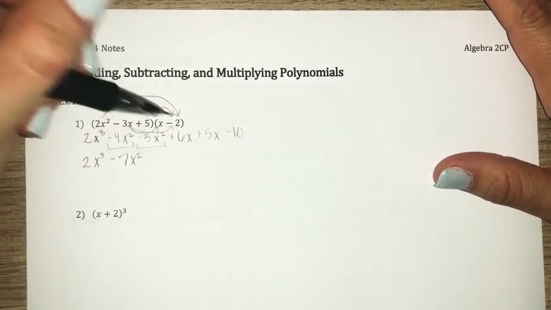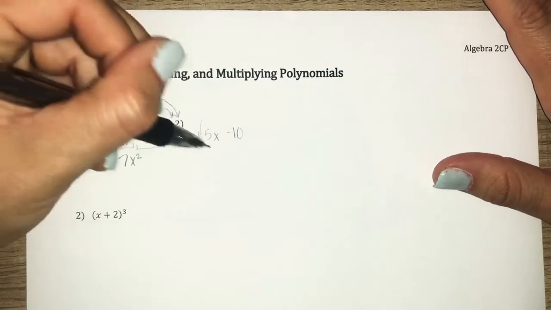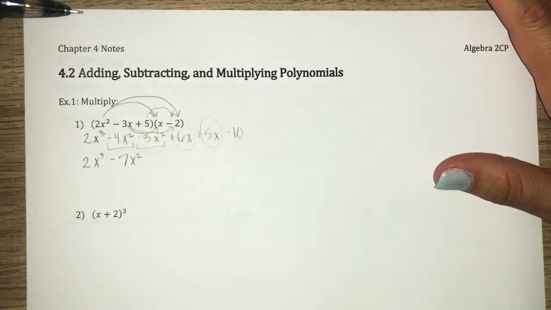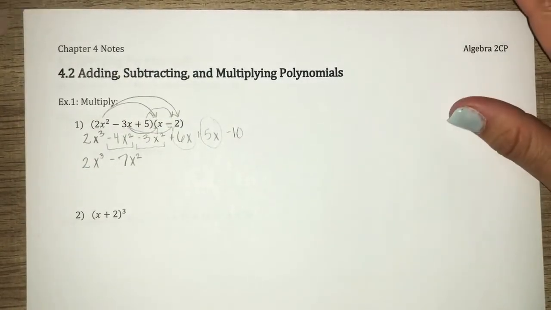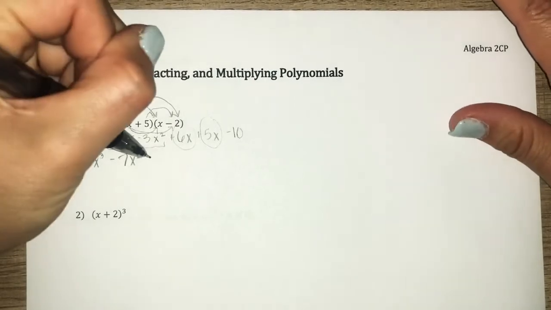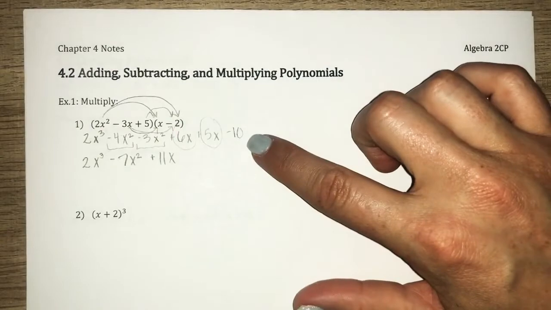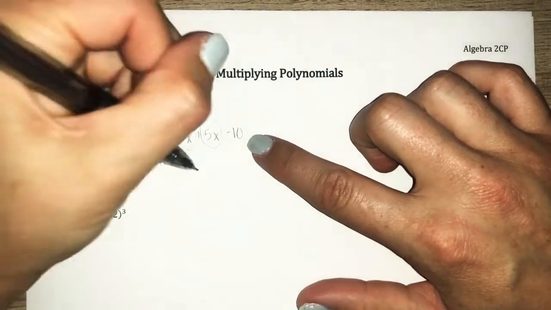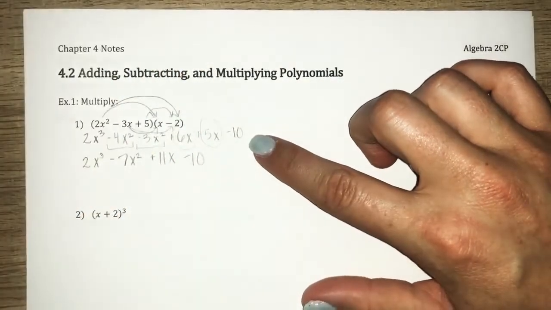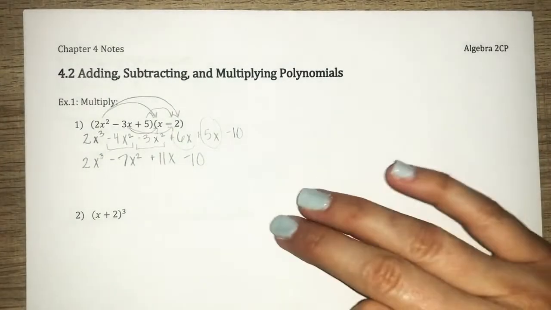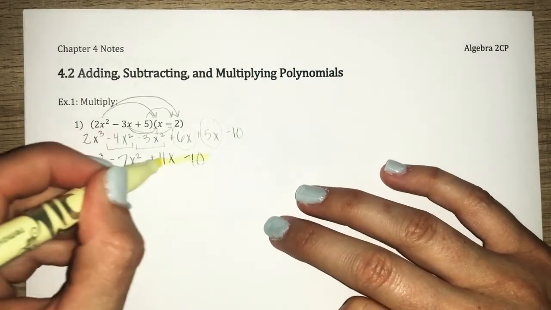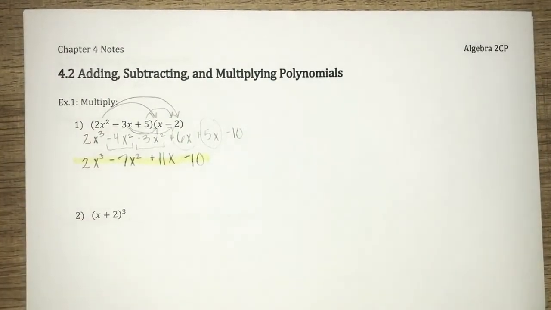So negative 4 plus negative 3 would be negative 7x squared. And then now I have a 6x and a 5x. Those have the same variable, same exponent, so I can combine those by addition. So 6 plus 5 is 11x. And then negative 10 is my only like constant, so I'll just bring that negative 10 down. So 2x cubed minus 7x squared plus 11x minus 10.